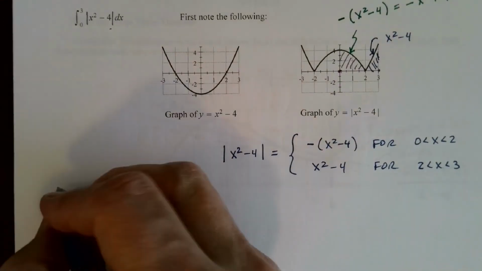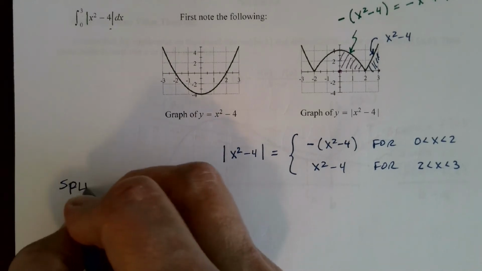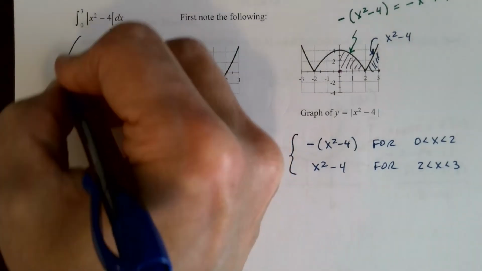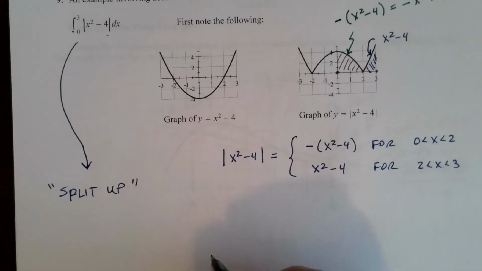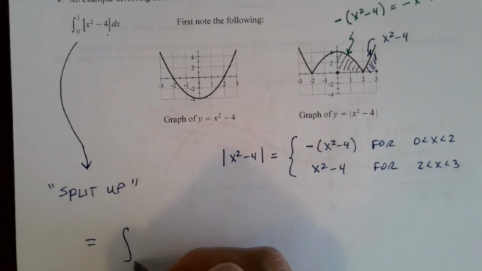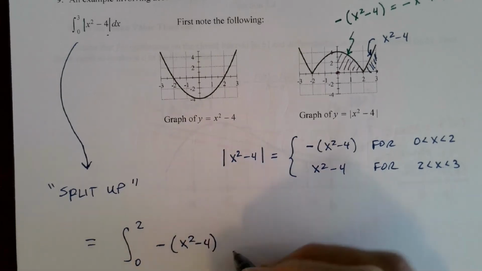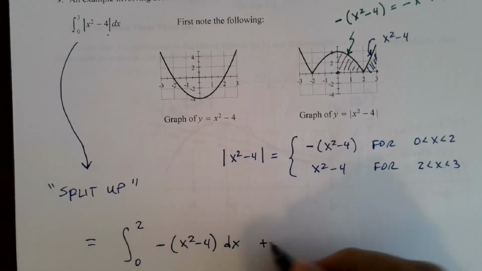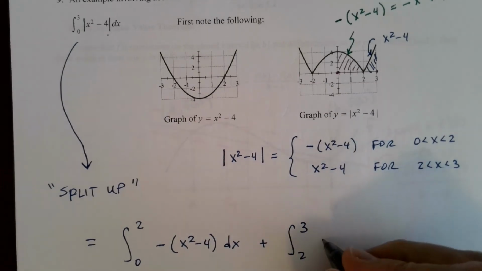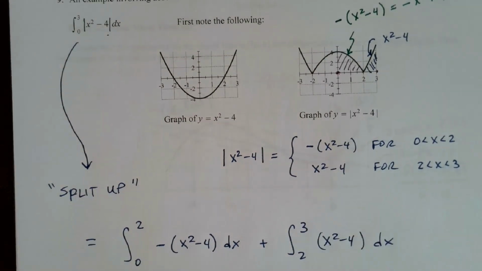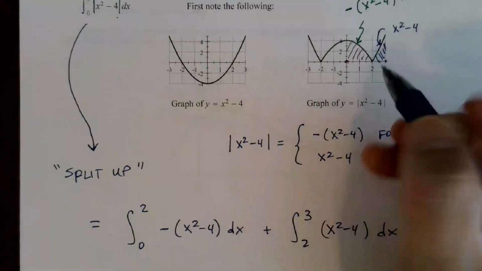Okay, so we basically have to split this up into those parts. And so what we're going to do is look at the part from 0 to 2, and there it's going to be negative (x squared minus 4). And then the integral from 2 to 3 of what? Positive x squared minus 4. And the sum of these two, right, is going to give the answer.